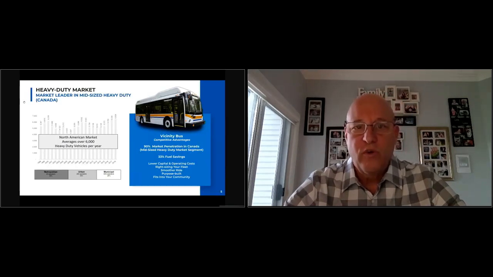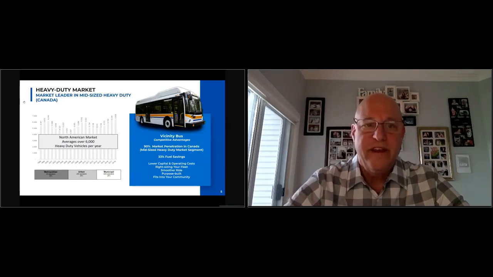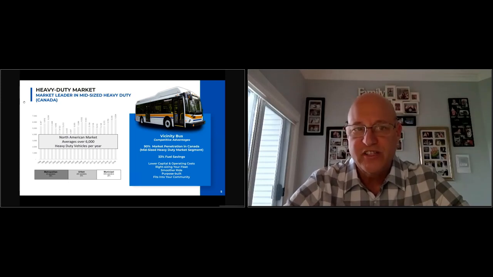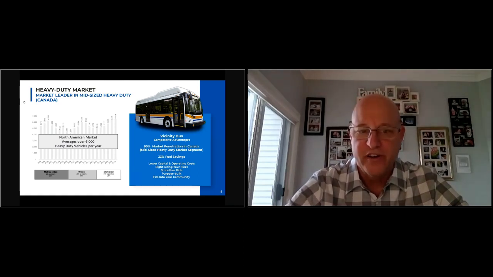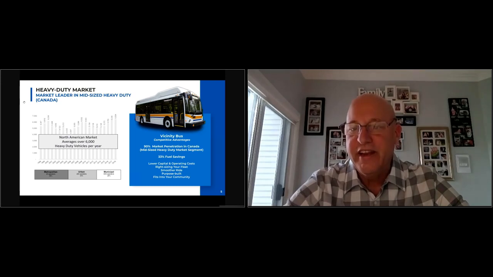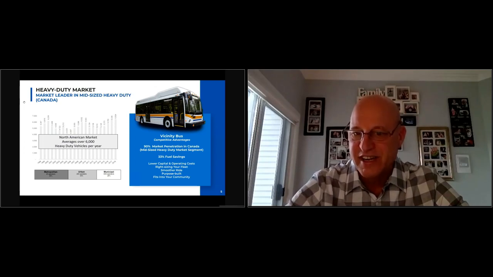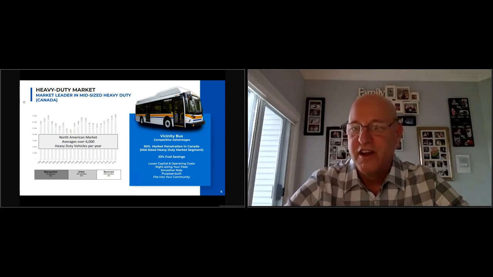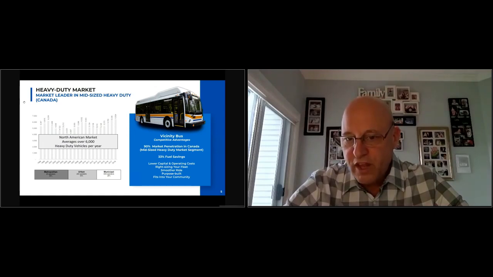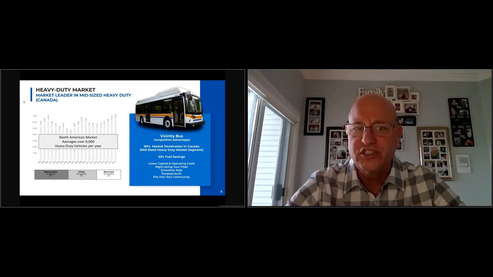Now, where do we compete? Well, we compete in the heavy duty transit market, which is about 6,000 buses sold annually. And in the Canadian market, we have 90% market penetration for our mid-size buses. Our mid-size buses are a little bit smaller, usually in the 30 to 35 foot range in this heavy-duty capacity.